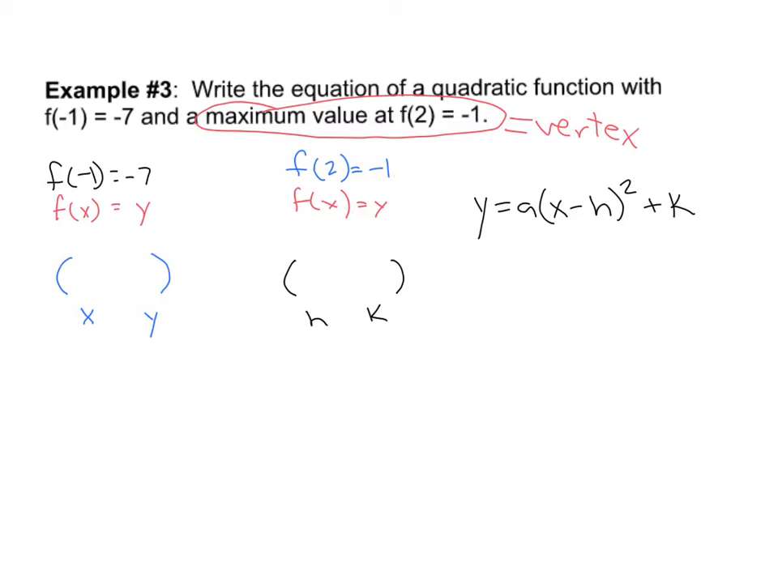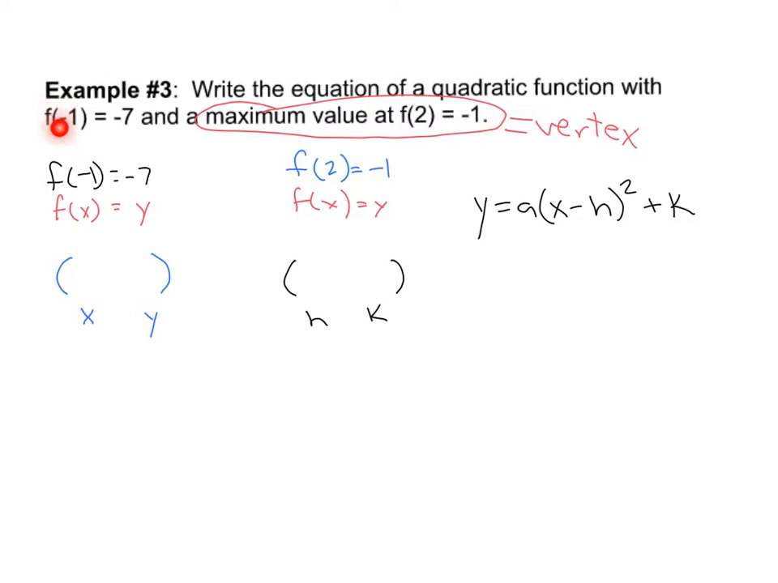All right, next. Example 3. Obviously, we're going a little bit more complex here. We are now going to write the equation of a quadratic function with f of -1 equals -7 and has a maximum value of f of 2 equal to -1. So, it's very important for you guys to recall and remember that a maximum or a minimum is essentially where the vertex is, okay?